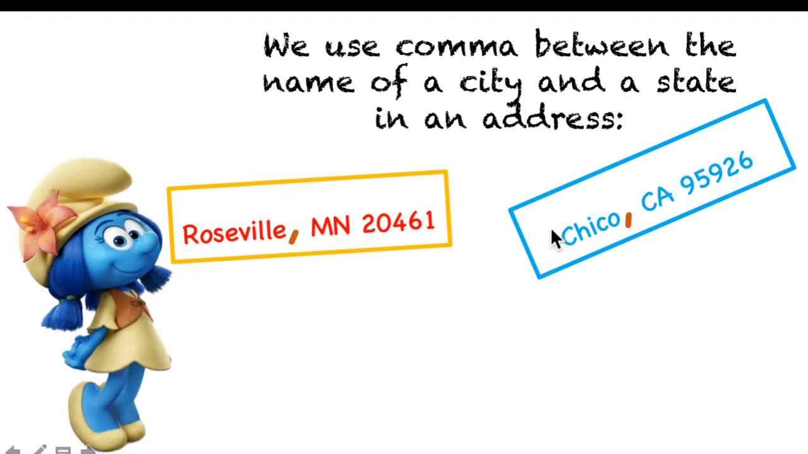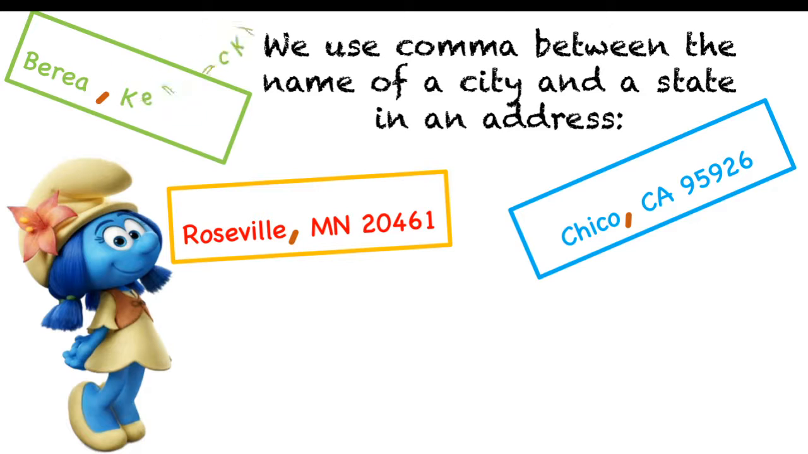Here we have the same. Again, we have the city's name, Chico. Then we have CA, which stands for the state California. And then we have a zip code. So once again, the comma comes between the city and the state. Do not put the comma to separate the state from the zip code.